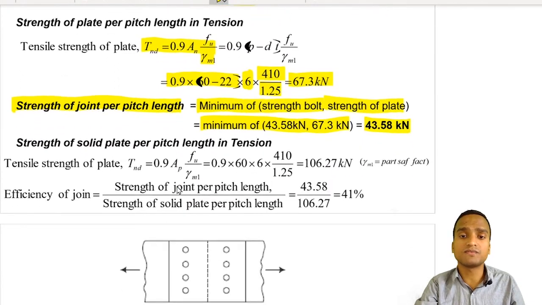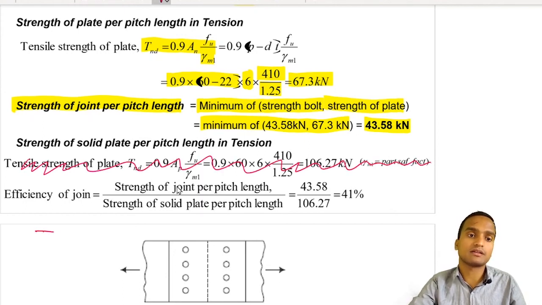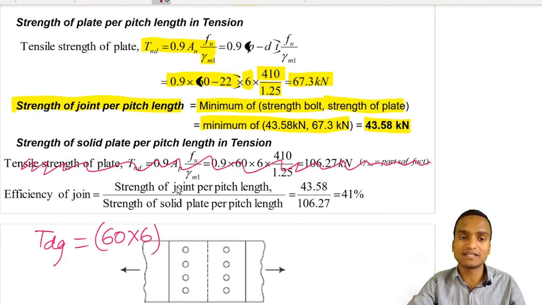Now we have to calculate the efficiency of joint. So efficiency of joint will be calculated when we do the gross strength of the plate also. So here TDG is not calculated. Something wrong is printed here, and TDG we have to calculate separately. TDG can be calculated simply: you write the gross area. Gross area will be equal to 60, the width, multiplied by the thickness. Thickness is 6 mm, and gross area of plate is multiplied by Fy, the yield strength of plate, which is equal to 250 megapascal, or newton per mm square, and you divide it by gamma mo, and gamma mo is 1.1.